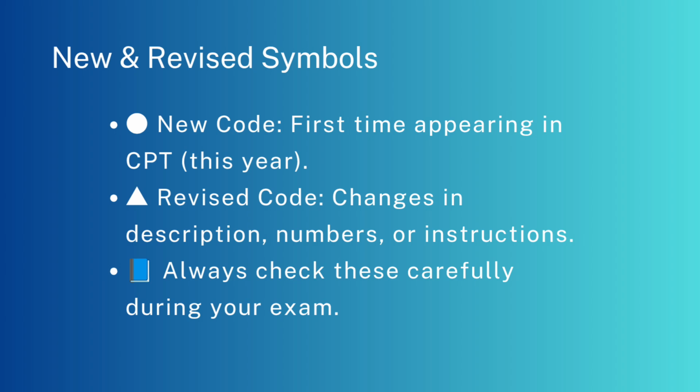When you see a black dot next to a code, it means it's a brand new code added this year. So always check the description carefully. A triangle symbol means that something about the code has changed. It could be the wording, numbers, or instructions. Don't assume it's the same as last year.